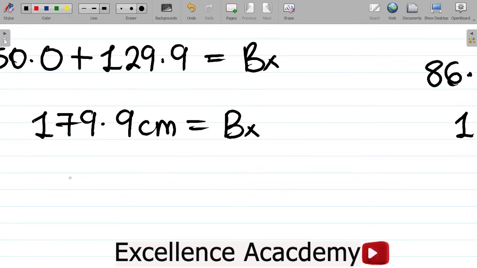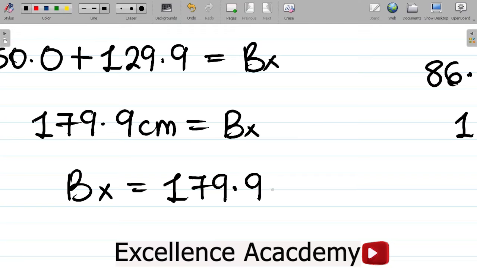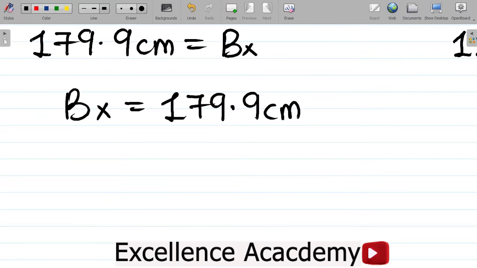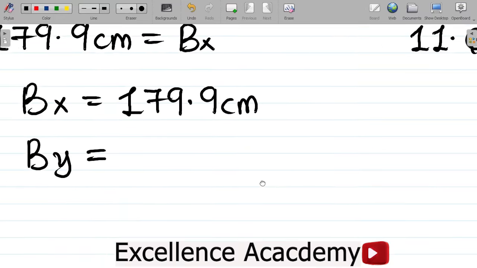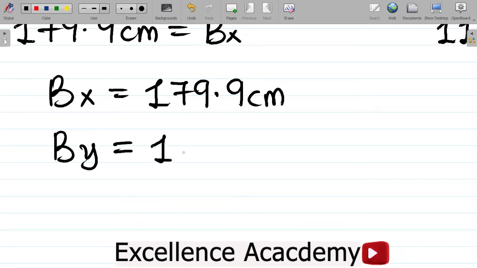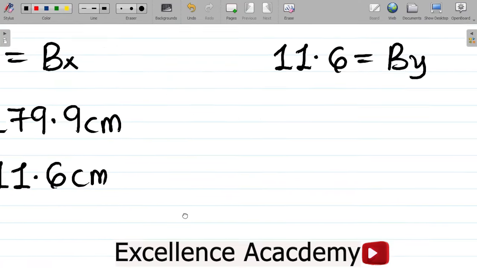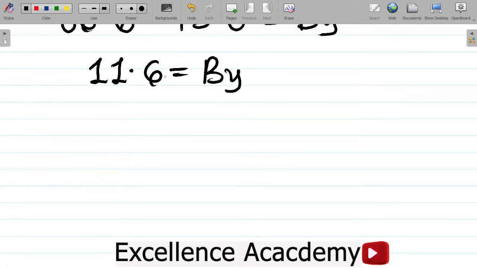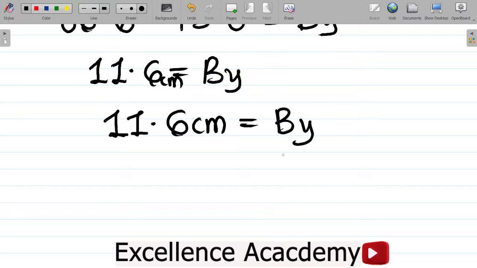All right, so therefore we've gotten BX as equal to 179.9 centimeters, and we've gotten BY, the vertical component of the second displacement, as equal to 11.6 centimeters. Please always put your units: 11.6 centimeters is equal to BY.